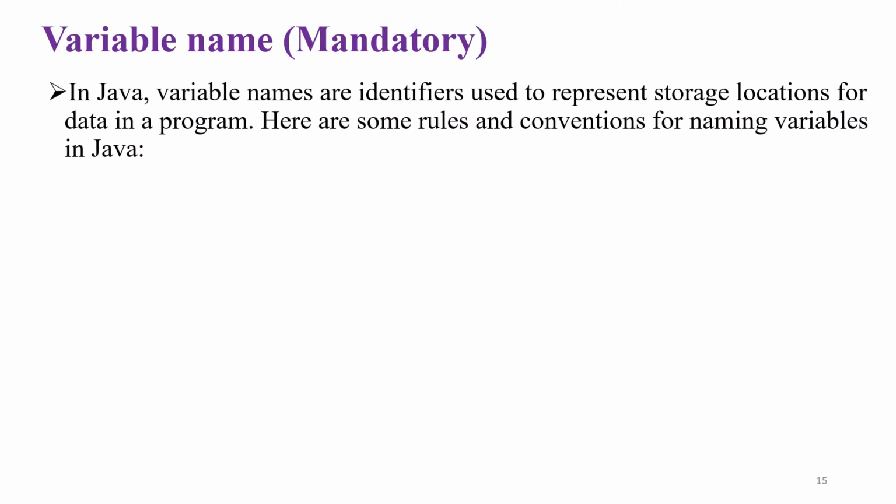We have decided what type of variable we need, which access modifier we apply, and what data type a variable can hold. Now it is time to decide its unique name, which is the variable name. In Java, variable names are identifiers used to represent storage locations for data in a program. We use a variable name to store and modify data in computer memory. Now we will see some rules and conventions for naming variables in Java.